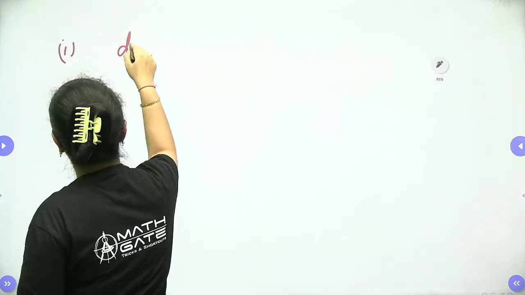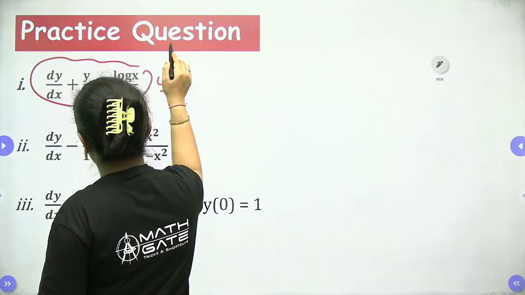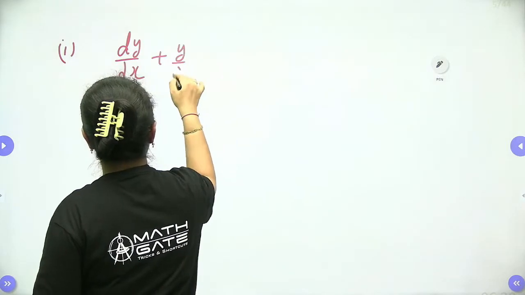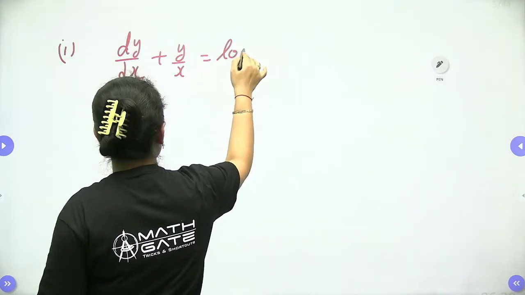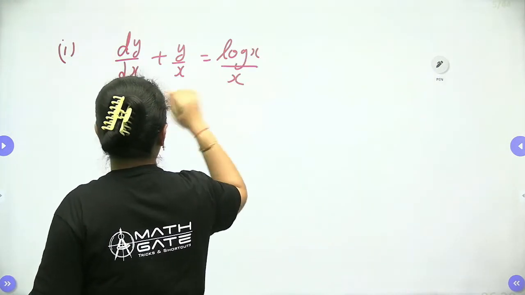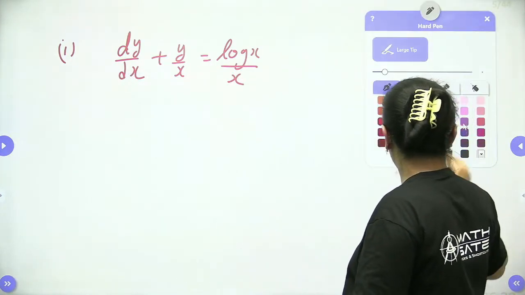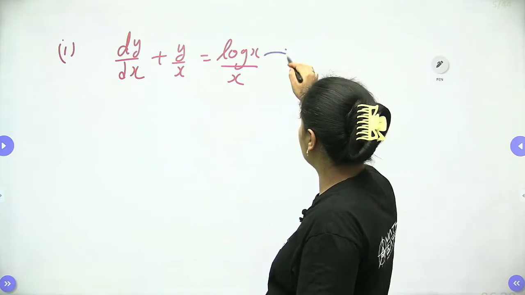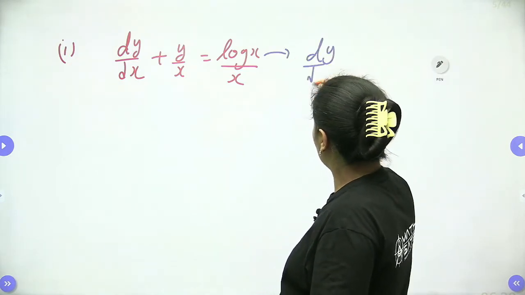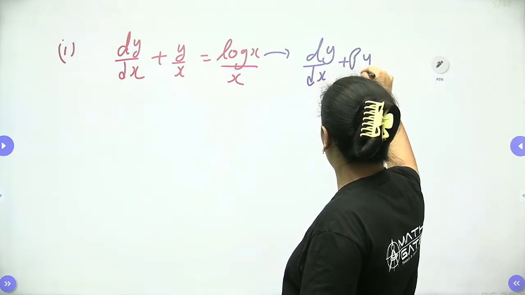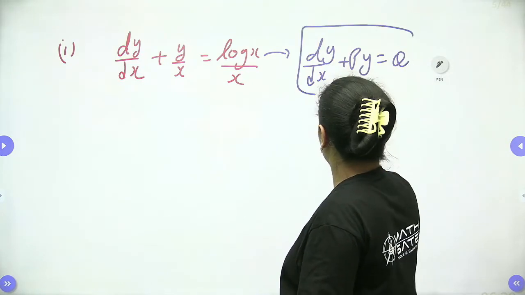We have 3 examples. Let's start with the first one. The first is dy by dx plus y by x is equal to log x by x. Okay, now let's approach it. First of all, we can check whether it is of the dy by dx plus py is equal to q form or not. So you can just match, dear students, the dy by dx plus py is equal to q form.